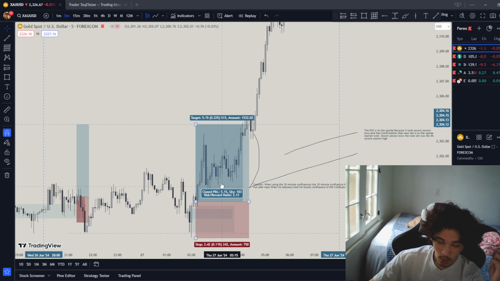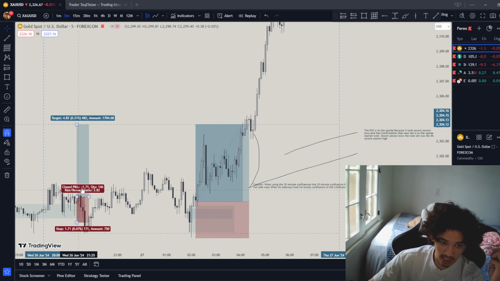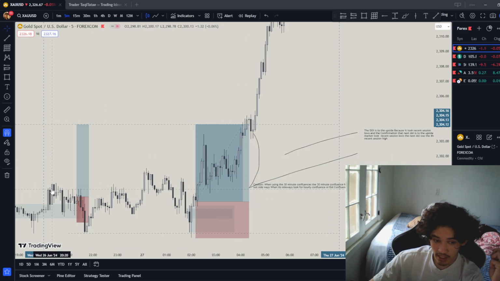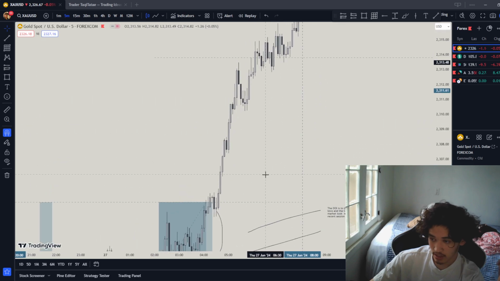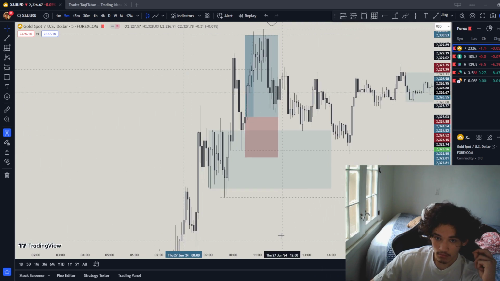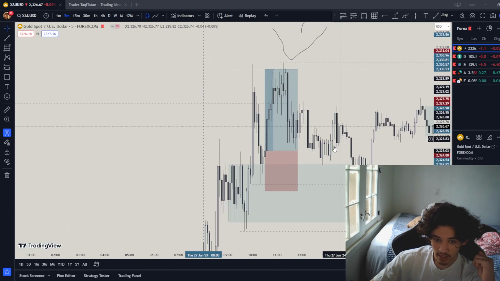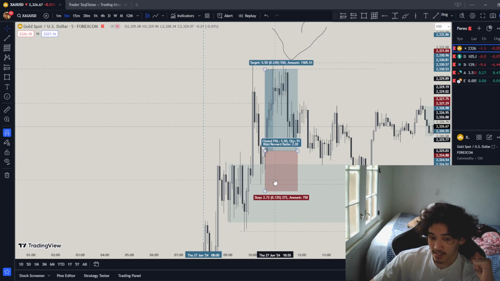This right here was the real trade. I was trying to get this trade like this. This was the real trade. This is the manipulation trade I took, and yeah, I got cooked, right? Other than that, I had another trade over here on Friday. This trade I did not take.